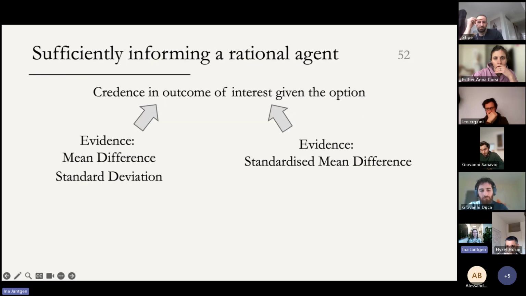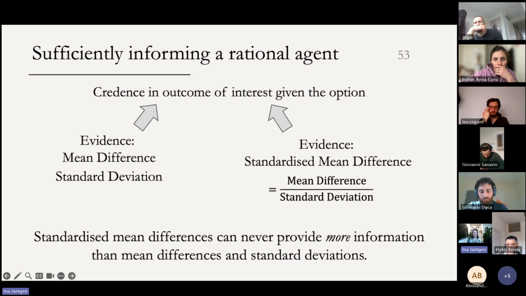And then recall we are interested in when standardizing mean differences facilitates or fails to facilitate rational decision making. So let's make this question more precise. We will basically contrast two evidential scenarios, one in which you learn the standardized mean difference and one in which you learn the mean difference and the standard deviation. Why contrast these two evidential situations rather than just comparing the standardized mean difference with the mean difference?